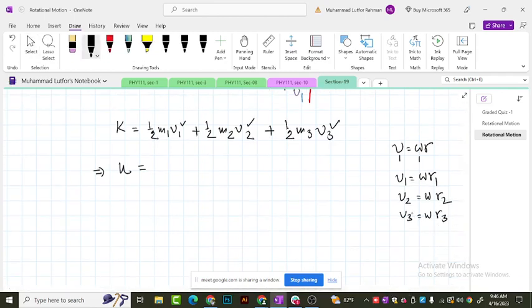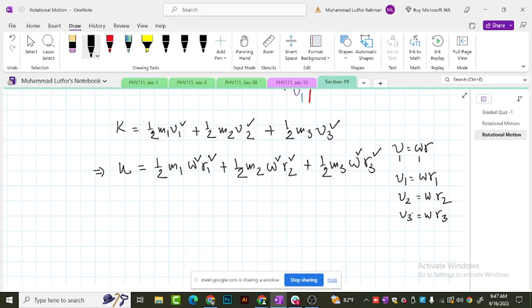I'm going to replace those things over here. So then I'm supposed to write half of m1 omega square r1 square plus half of m2 omega square r2 square plus half of m3 omega square r3 square. From here right now I can factor out half of omega square, because this is common in every portion of the parameter over here.